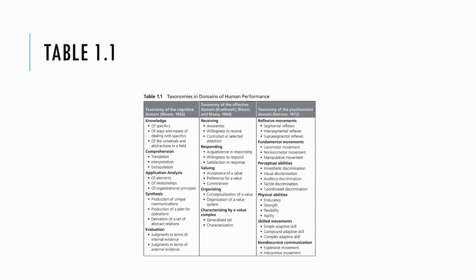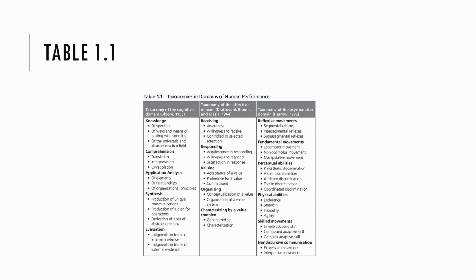This table describes three different taxonomy structures. We've got Bloom in the left-hand column, we've got Krathwohl and Bloom in the middle, and then we've got Harrow on the right. So again, this is a hierarchy. So we have to have knowledge before we can have comprehension. After we can have comprehension, then we could have application, analysis, then we can have synthesis, and then we can have evaluation. So we need to progress these things in human performance in a stepwise manner.